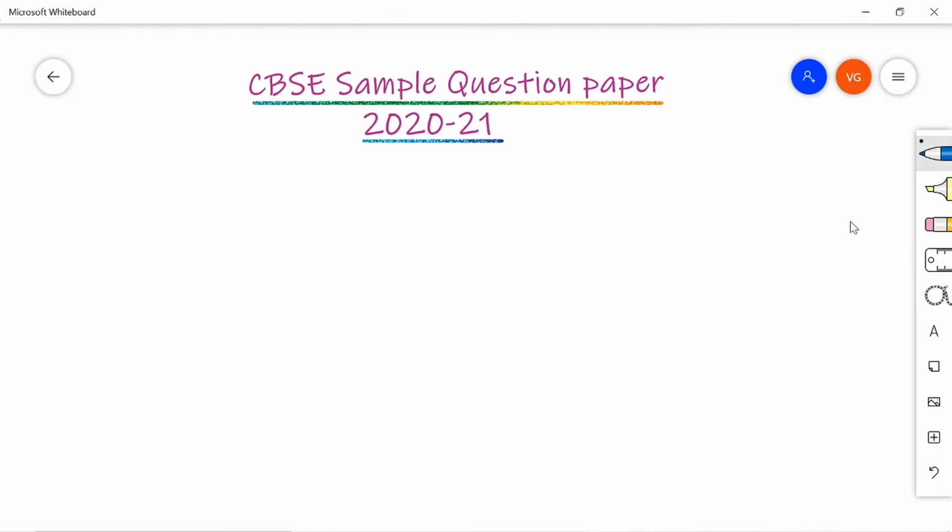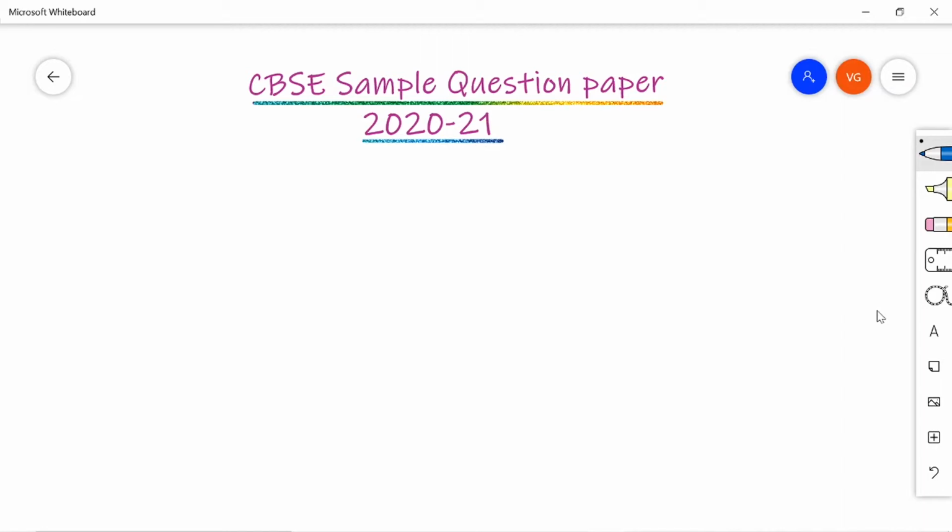This year, CBSE board released two sample question papers. One is for basic math and one more for standard math. Before getting into solving the question paper, I'll give you a quick introduction about the question paper pattern. Both sample question papers are of 80 marks and 3 hours duration. But basic math has easier questions compared to the standard math paper.